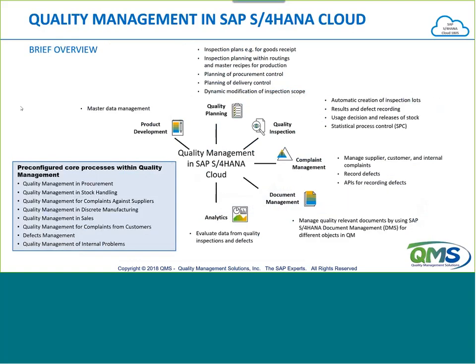So what's in S/4HANA Cloud? There are applications similar to what you're probably used to if you're running SAP ECC. There are pre-configured core processes within quality management for QM procurement, discrete manufacturing, customer complaints, defects, stock handling, et cetera. Just think about the cloud one as having limited ability to customize, because it's in the cloud and you have to go with what's there. You can't customize the heck out of it like you would in traditional SAP ECC on-premise.